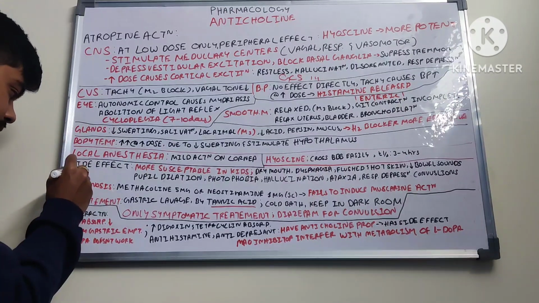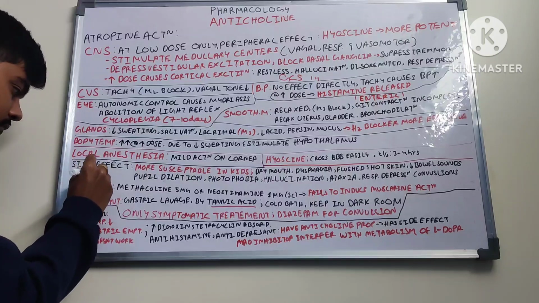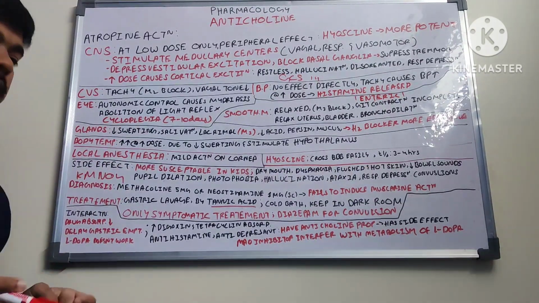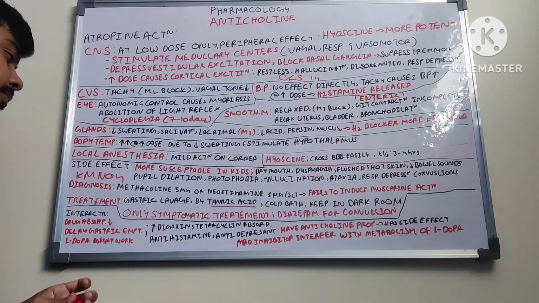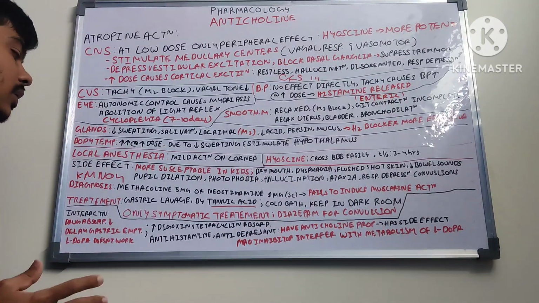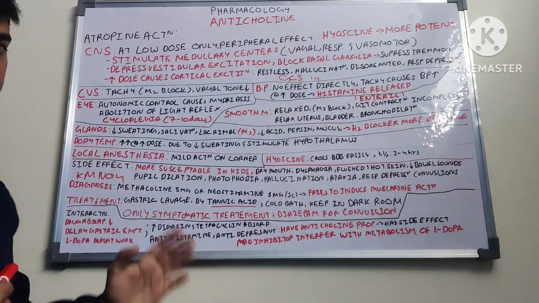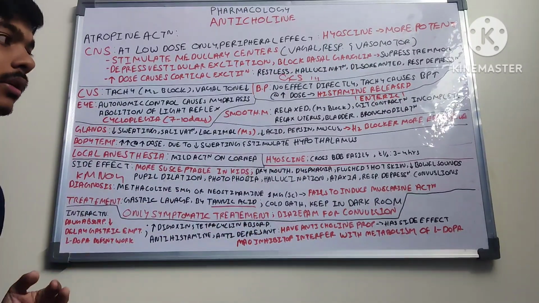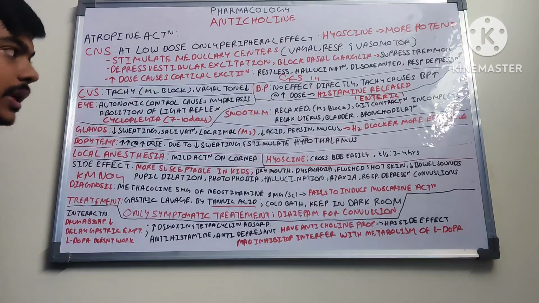KMnO4. Potassium permanganate cannot be used over here for oxidation of atropine, right? KMnO4 cannot be used over here. It is ineffective. We can use activated charcoal, we can use tannic acid, but not KMnO4, right?